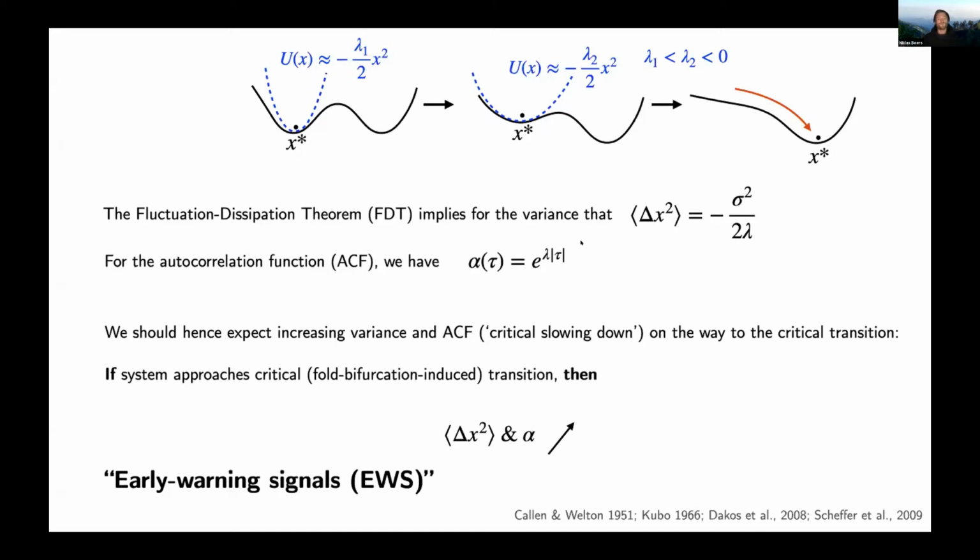On the other hand, the autocorrelation function is just given by this expression. It's all well known. In my case here, lambda is negative, so as lambda approaches 0 from below, the variance and the autocorrelation go up. That's the classical early warning signals. This goes back to the work by Kellen and Welton and Kubo in the 50s and 60s, but then of course has had very interesting and nice applications in ecosystems and later in climate science as well.